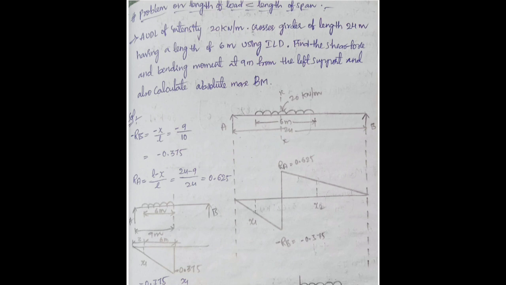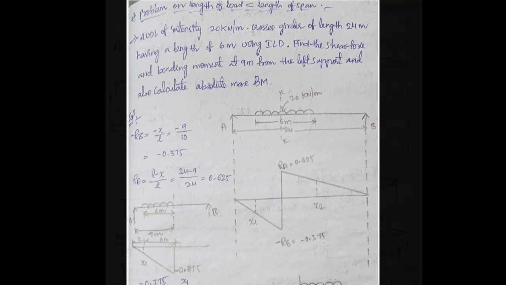So we need to draw ILD. We know how to draw ILD. So the negative shear force takes care of when the UDL is placed completely to the left side of the section, negative shear force is formed, and when the UDL is placed completely right side of the section XX, then positive shear forces are formed. So in that way we can calculate. So RA is L minus X by L, 0.625, RB is 9 by 24, 0.375.